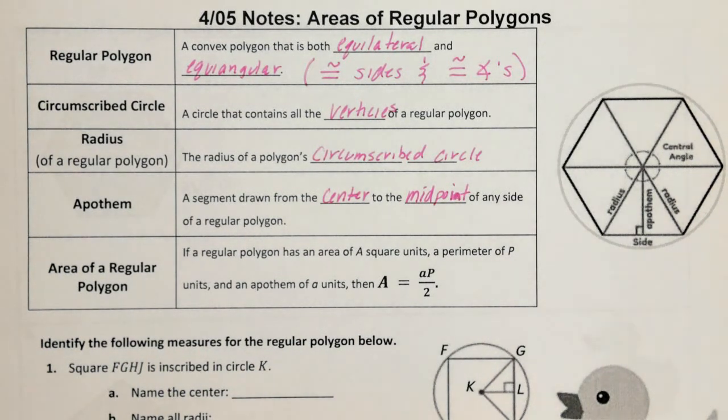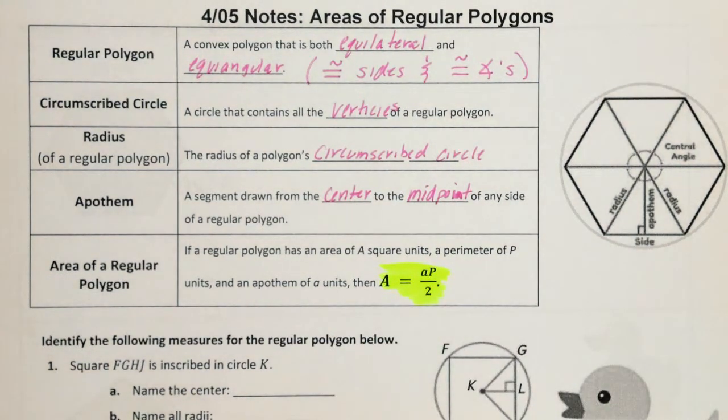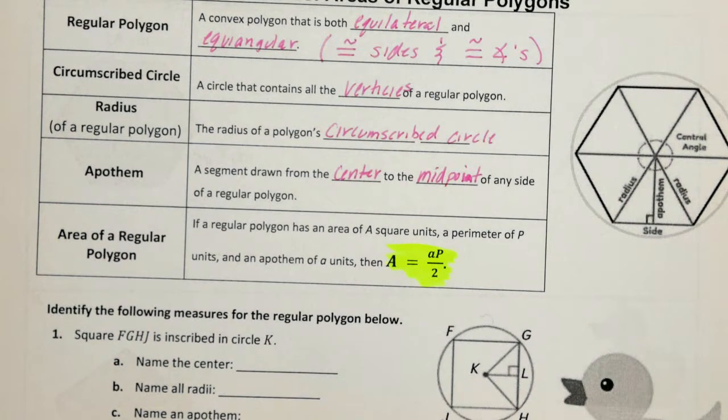So in our formula here, we've got our area is going to equal little a times big P divided by 2. So what we need to see here is P is perimeter. The little a is the apothem. Okay, and the big A is area. So that's why there is a difference between the big A and little a.